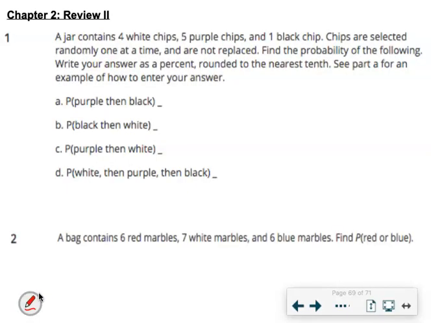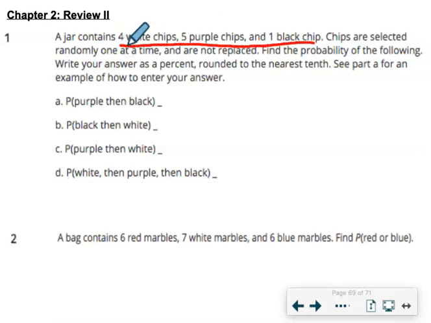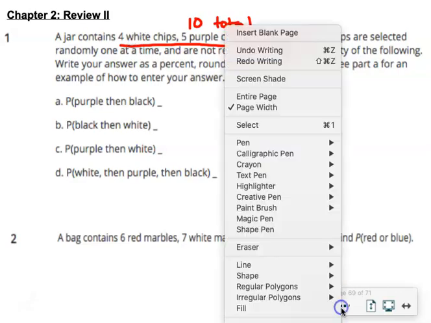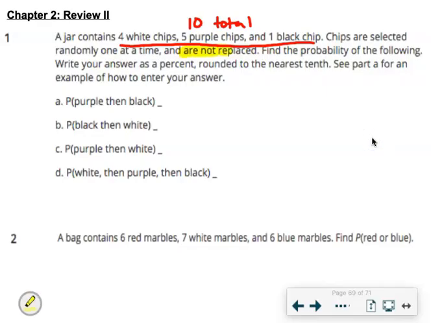A jar contains 4 white chips, 5 purple chips, and 1 black chip. So when we get a list of things that are all in a box or a jar or a bag, I would get the total. Okay, there's 10 total chips in the jar. We're going to select them one at a time, and we are not going to replace. So that's a big deal. Okay, that means that this problem is called dependent. The first fraction does something, and the second fraction depends on what happened first.